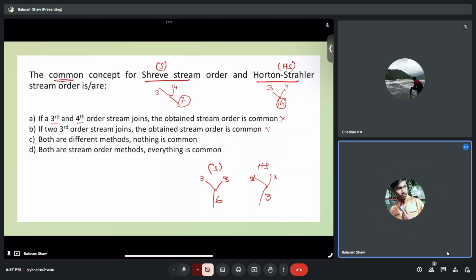Next we have: both are different methods, so nothing is common. Yes, correct. Both are different methods, nothing is common. Whether that is the case, or let's say both are stream order methods, everything is common.